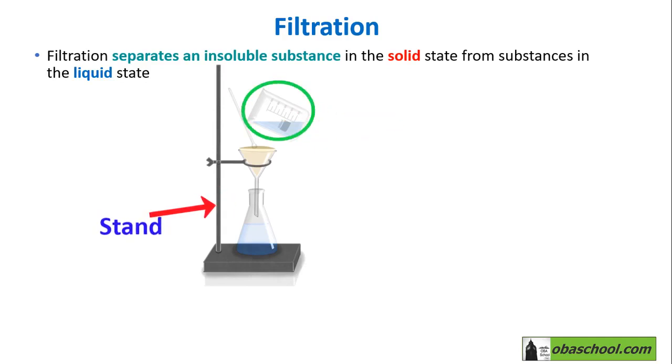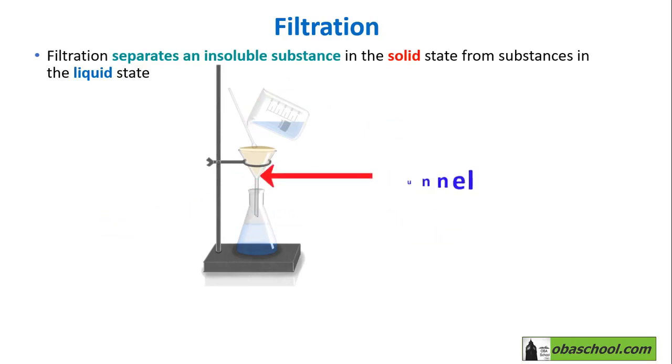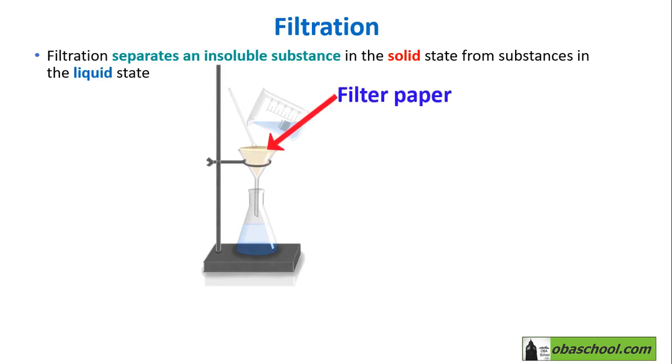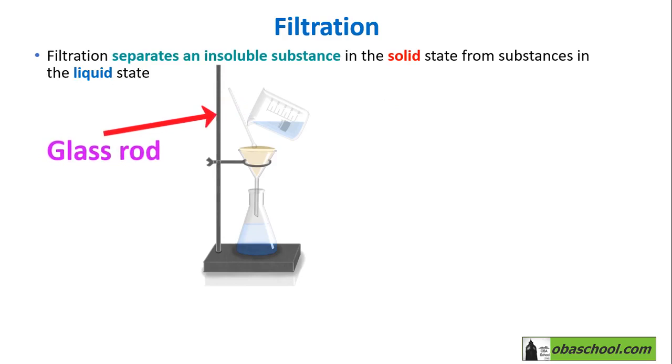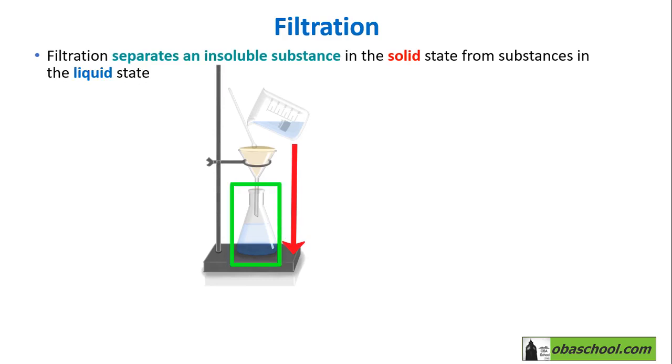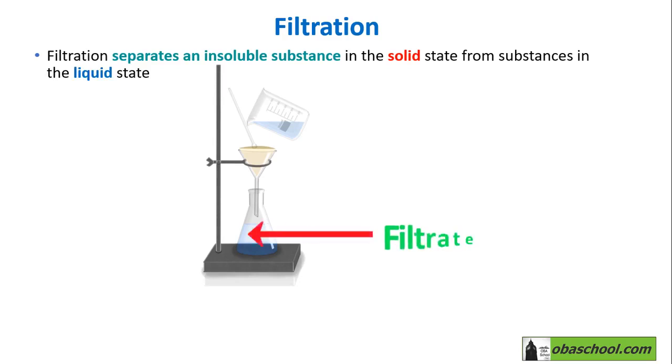We have the stand here, we have an Erlenmeyer flask here, and we have the funnel here. Inside the funnel, there is a filter paper that we have wrapped in a certain shape in order to fit in the funnel, and of course we are using a small glass rod. What will happen here is that the substance that will pass through the cone and will go down and be collected in the flask will be our liquid, and in this case it's water if we are using sand and water. So the liquid that is collected down here is called the filtrate.